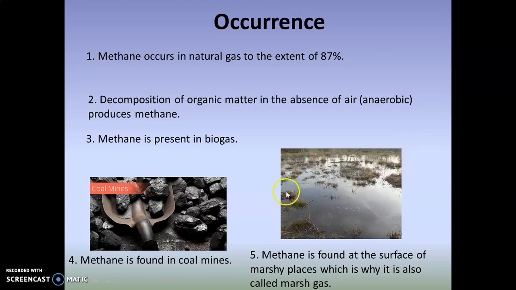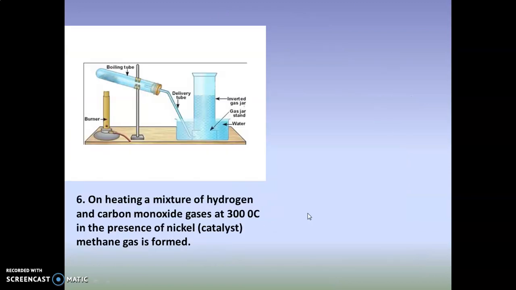Marshy places means, as you can see in the diagram, water is there. Because of the water, this place is always wet. So decomposition of the organic matter will cause release of methane gas. And because it is found in marshy places, it is also called marsh gas. So this is how methane occurs.